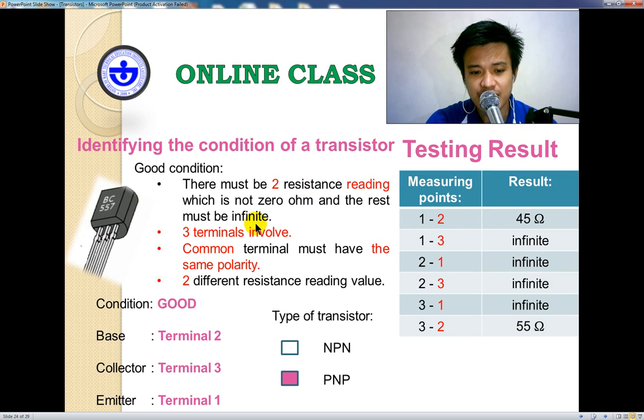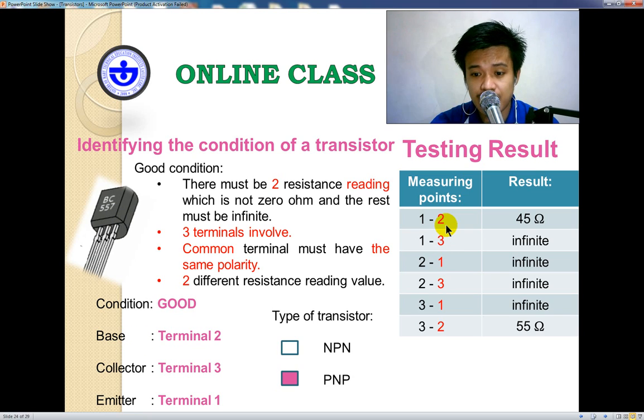So next, this is our example. This is our findings based on that table. This is the data table that we get on the testing that we had in the previous slide. So the condition of this transistor, as I said, is good. And our problem is which terminal is considered base, collector, and emitter. So I already have here an answer. We need to justify why we consider terminal 2 as the base.